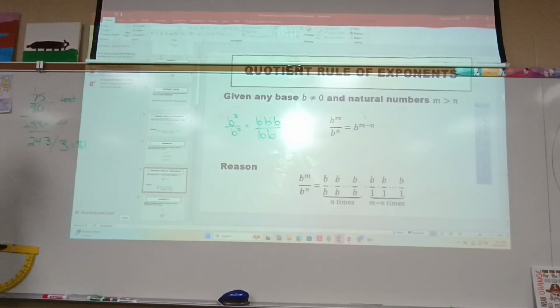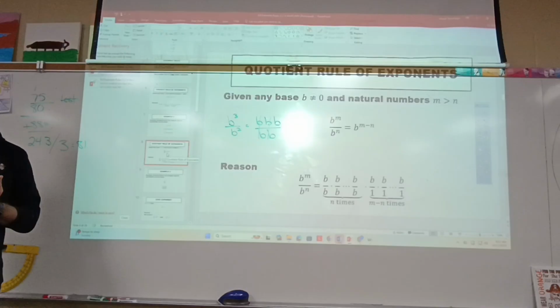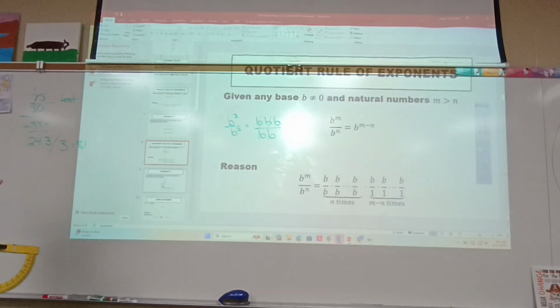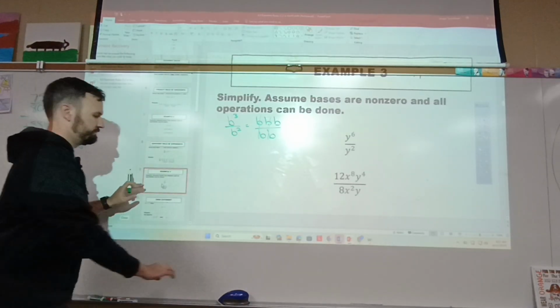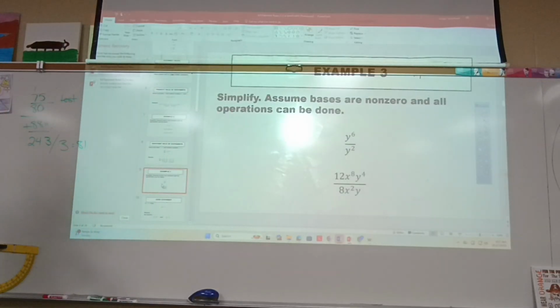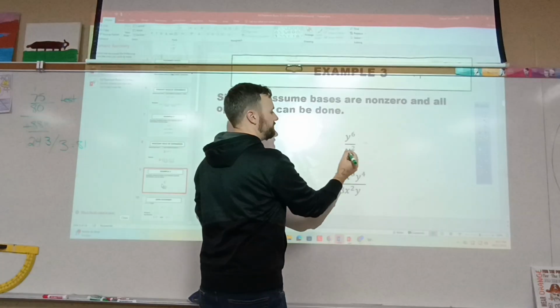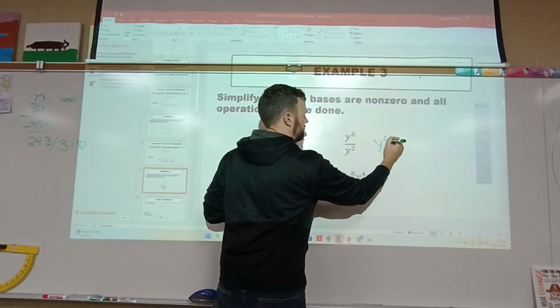All right. So if you like the reason, you can use that. Biggest thing is you're subtracting your exponents if you divide, because you're going to have less of them. They're canceling out. So let's do these two examples. We're tracking. All right, so what do I do with my exponents if I divide? You subtract them.